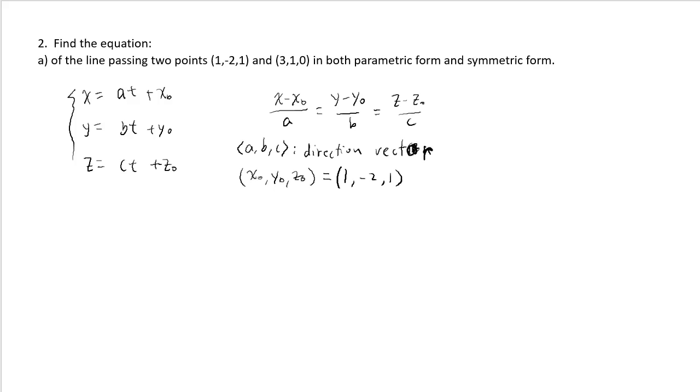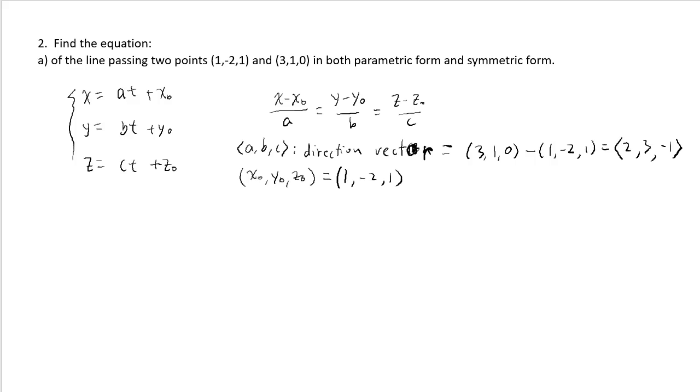How do you get the vector? A vector is always terminal minus initial. So you do terminal minus initial to get the vector involved here. And 3 minus 1 is 2. 1 minus -2 is 3. 0 minus 1 is -1. Okay. So that's the direction vector.